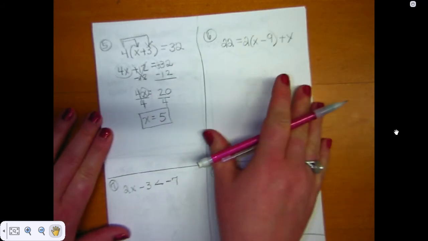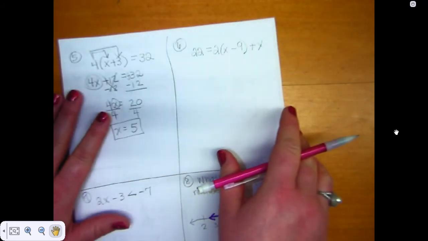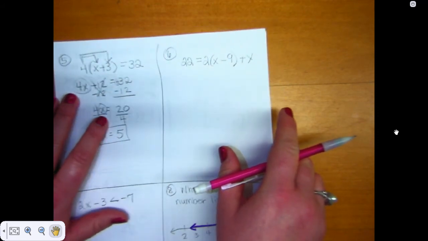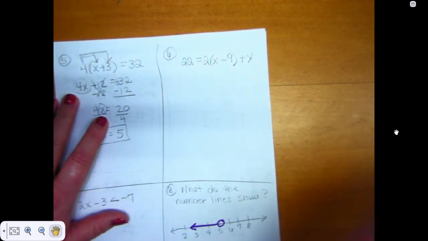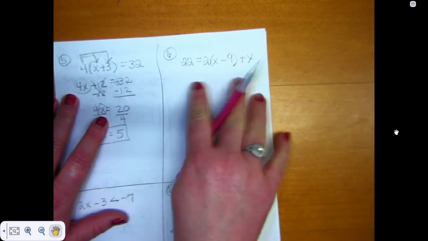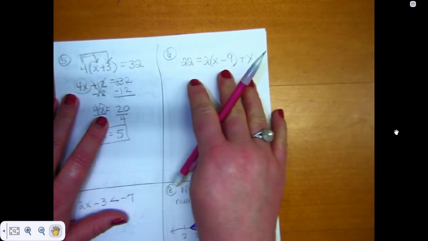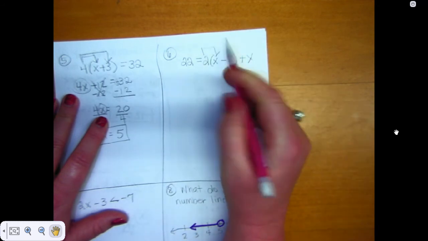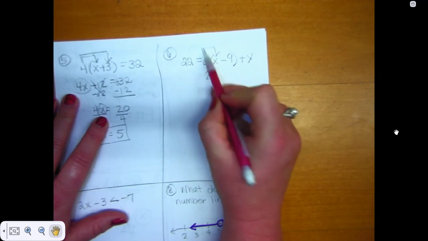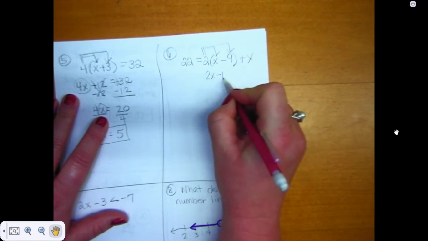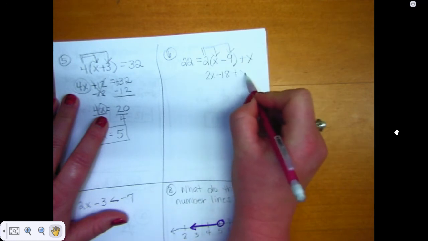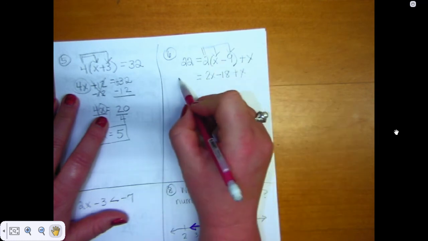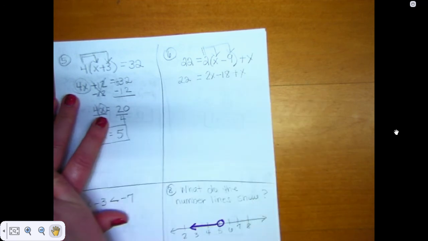Okay, let's look at number 6 here. We have 22 is equal to 2 times the group x minus 9 plus x. So we're going to distribute it. Remember, it doesn't matter what order it's in. We're still trying to get the variable by itself. So we're going to distribute first. 2 times x is 2x. 2 times negative 9 is negative 18. Bring down the plus x. And go ahead and bring down the rest of your problem. So now it says 22 is equal to 2x minus 18 plus x.